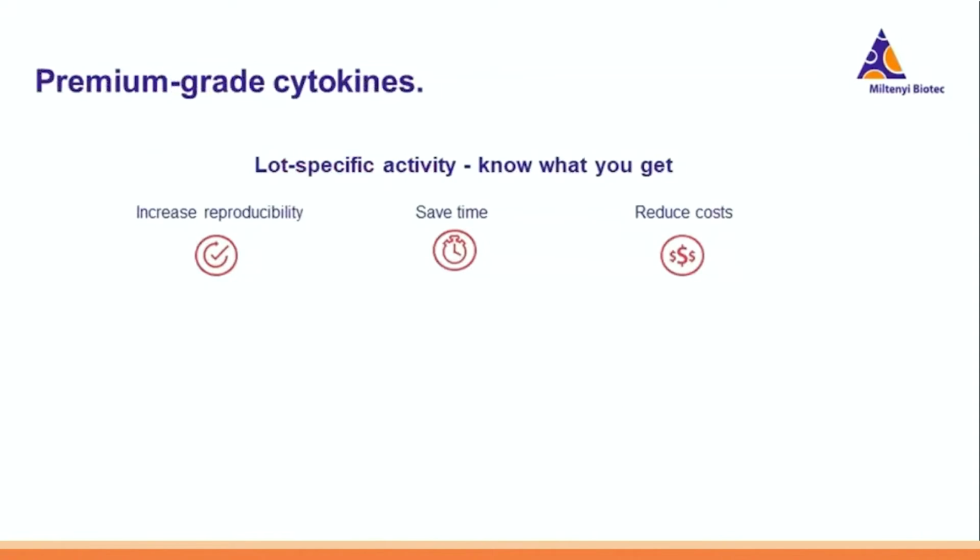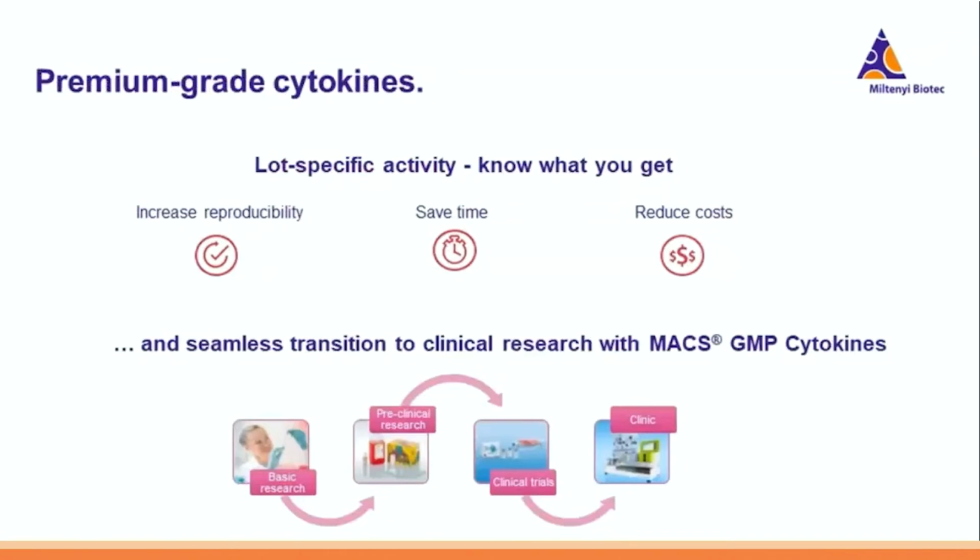To sum up, how we can support you with increasing the reproducibility in your cell culture are our premium grade cytokines. As we provide you with a lot-specific activity, you know what you get. Thereby, you can increase the reproducibility of your cell culture, save time, and reduce costs. And besides this, we offer a lot of our premium grade cytokines also as next GMP cytokines, which facilitates the seamless transition to the clinical research.